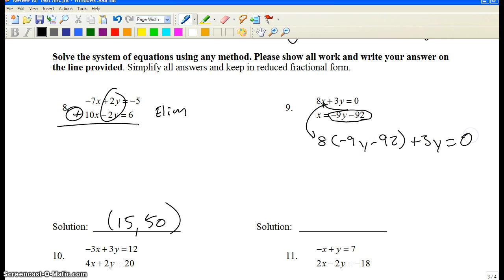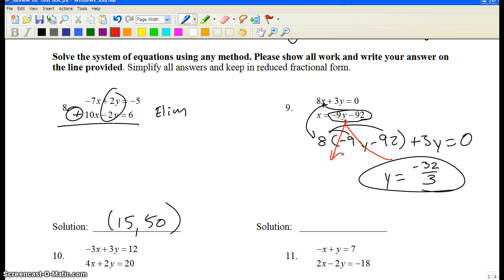equals 0. And then you distribute and then you multiply out until you get your variable for y is the first one that you wind up getting. So you get y first and you're actually going to get a fraction, an improper fraction. After you do that, you take it and you substitute back into the second equation, which would be that one, and you get rid of your fraction on the second equation and you get x equals 4. So you get 4, negative 32 thirds.